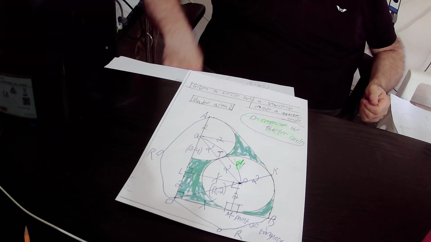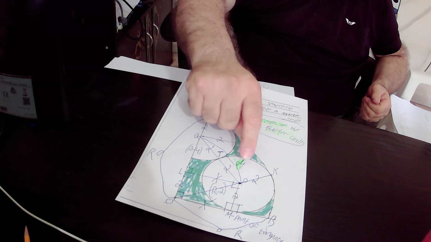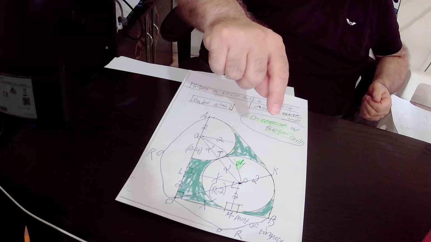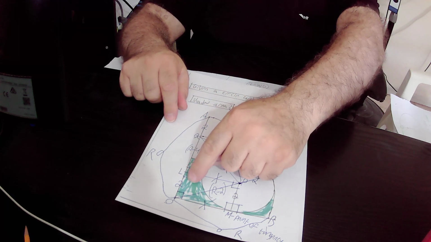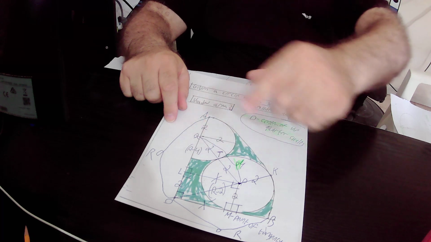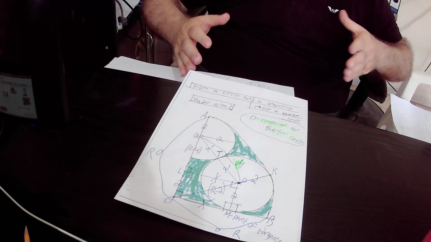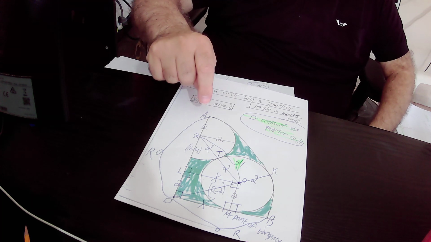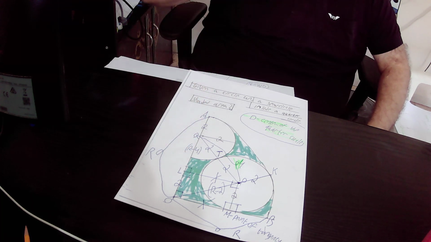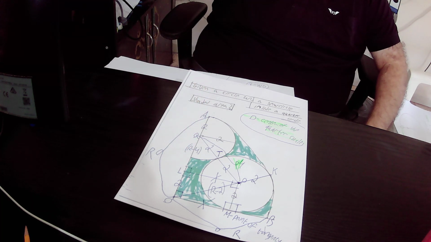Then, from point P, that is the center of this circle, we draw a perpendicular on QO. So this angle equals 90 degrees and this angle also equals 90 degrees according to our construction. We define the touching point of the perpendicular from point P and QO as L. Okay?